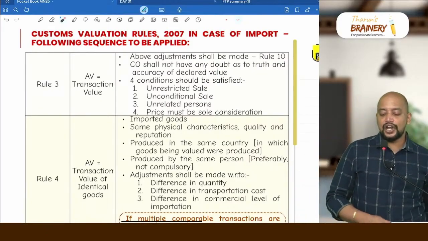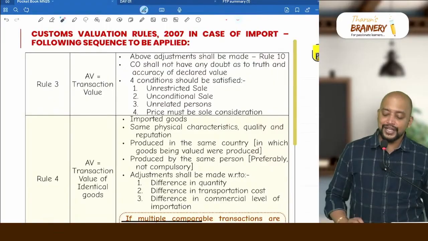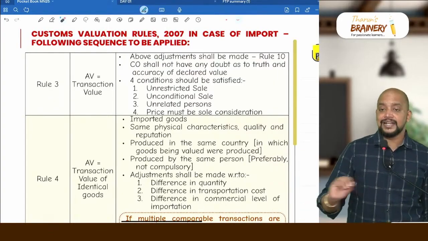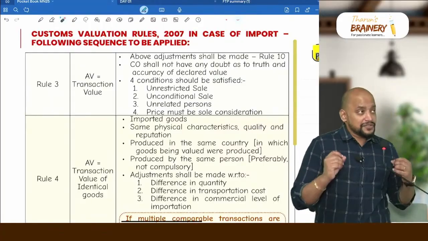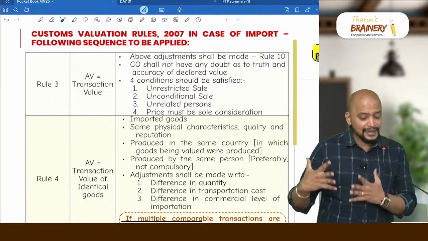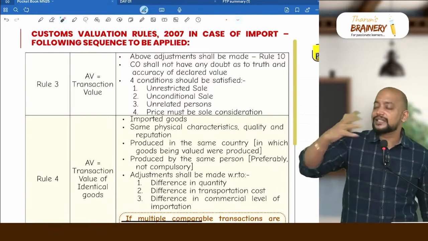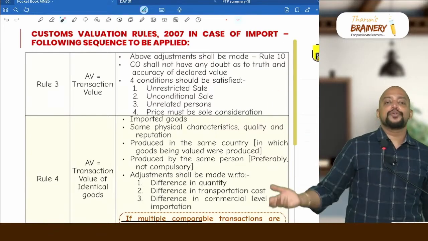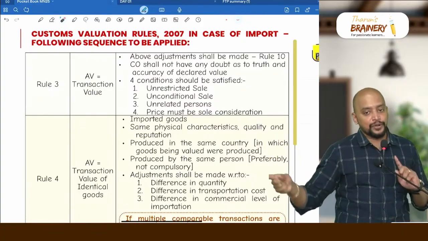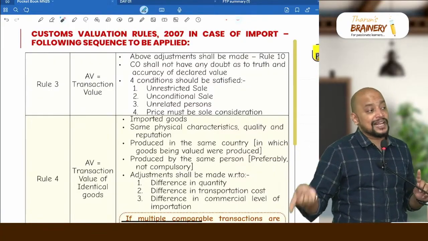The customs officer shall not have any doubt about the truth and accuracy of the declared value. Underline, shall not have any doubt. If the customs officer has any doubt about the truth and accuracy of the value, can he reject the value? Yes, he can reject the value and he will do the computation. Remember, in customs, these valuation rules will not be applied by the importer; they will be applied by the customs officer.